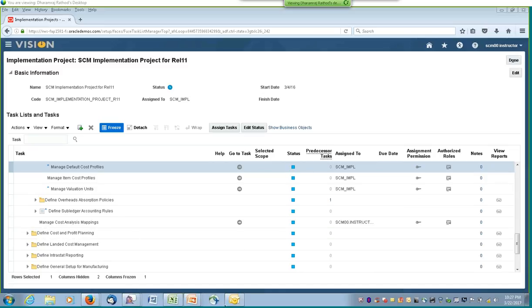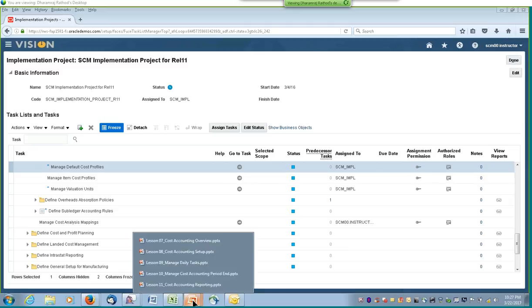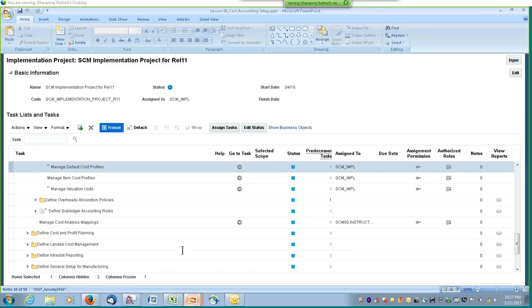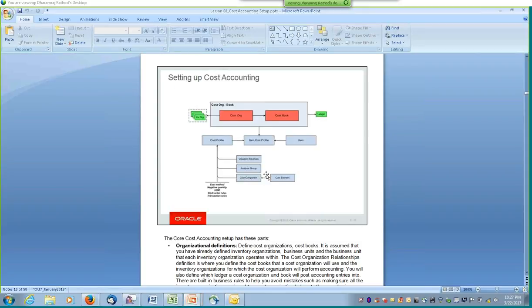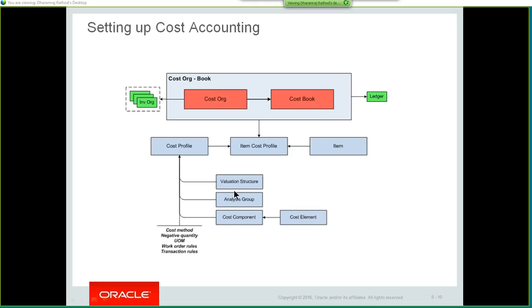All right, so let me finish some of these setup configurations, and then I will come back to the questions again. So next, by now you would know that within the cost profile, you would have your valuation structure, your analysis group, your cost element and the cost component. Let's look at all of this one by one.